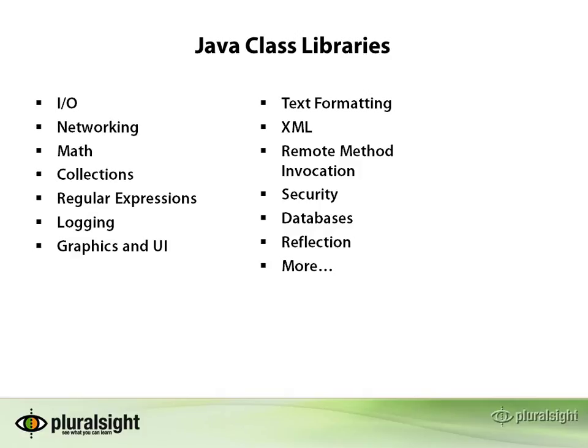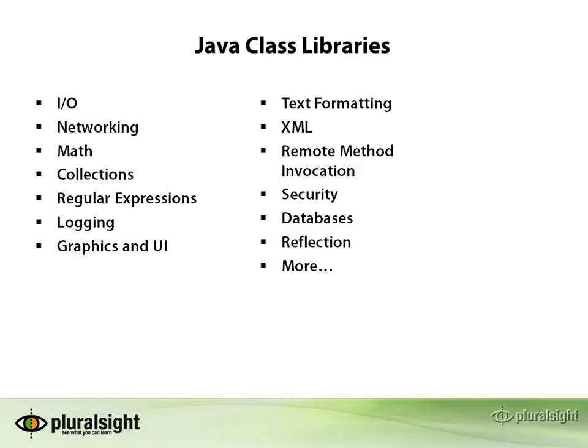XML, there's support within Java using JAXB to serialize and deserialize XML into objects. Remote method invocation in order to remotely call a method maybe on a different server, on another instance of an application running your code, so you can communicate between two different applications. Security, a lot of this is implemented in the JVM, but you can use security features, cryptography, things like that.